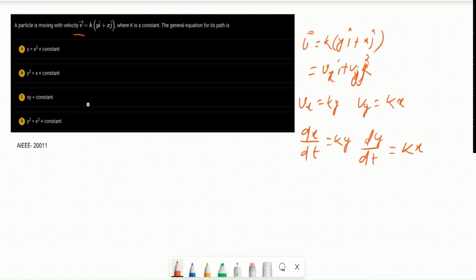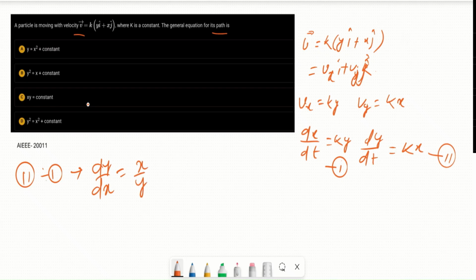So now what we need to do is find the general equation of motion, right? So these are two equations. This is equation 1, this is equation 2. Let us divide 2 by 1. So we get dy by dx equal to x by y.